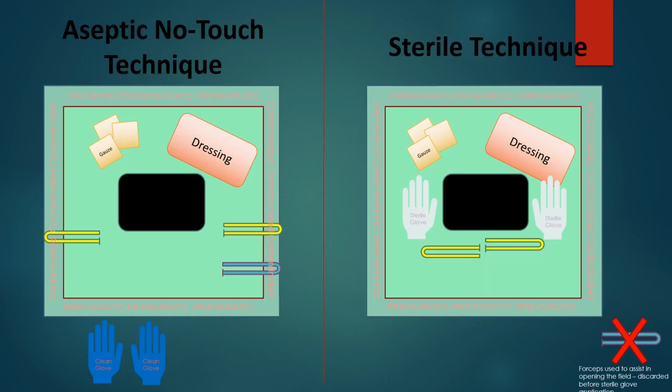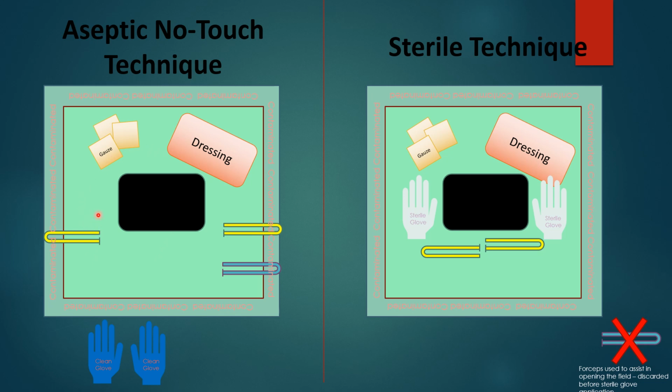This is just a visual of the two different types of techniques that do involve a sterile tray or sterile field. So the first technique, the aseptic no touch. This here is our dressing tray. So our field is open. We have our gauzes, our dressings, our dressing tray, all in the inner aspects of our sterile field. The outer 2.5 centimeters are contaminated, and our forceps are half in the contaminated and half in the sterile area.